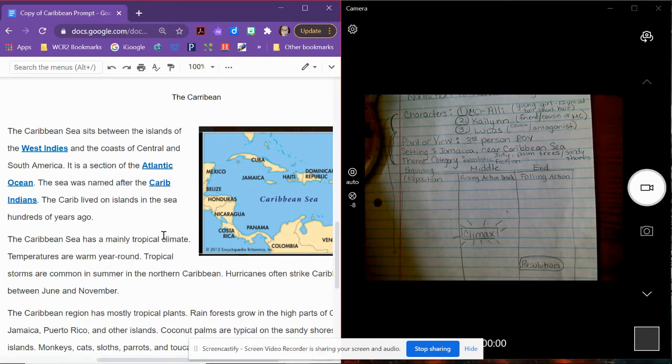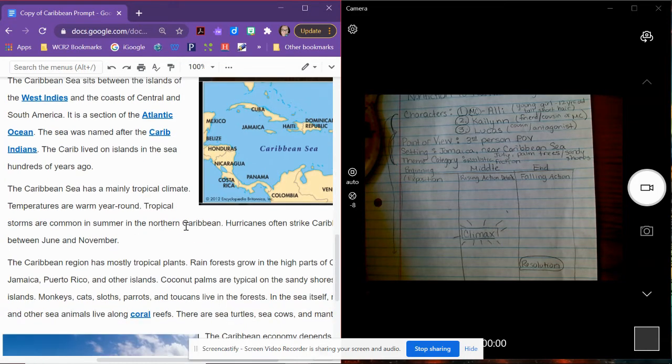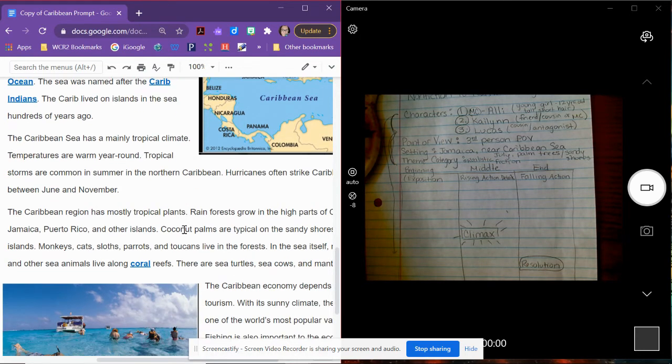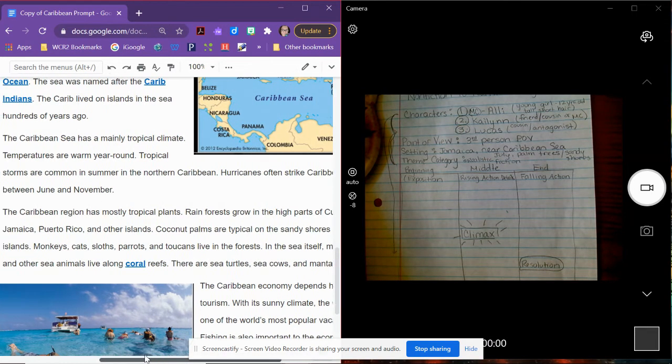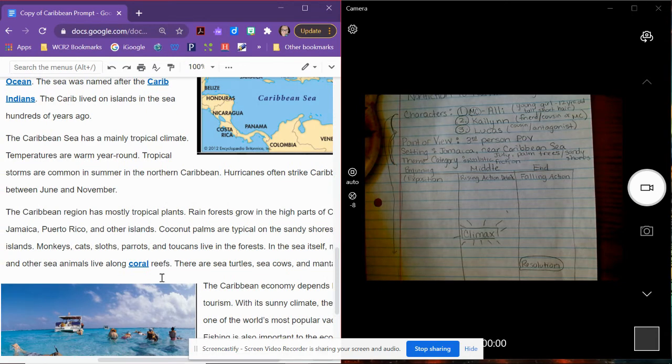The Caribbean Sea sits between the islands of the West Indies and the coasts of Central and South America. It is a section of the Atlantic Ocean. The sea was named after the Carib Indians. The Carib lived on islands in the sea hundreds of years ago. The Caribbean Sea has a mainly tropical climate. Temperatures are warm year-round. Tropical storms are common in summer in the northern Caribbean, and hurricanes often strike Caribbean islands between June and November, hence why I came up with that July time.